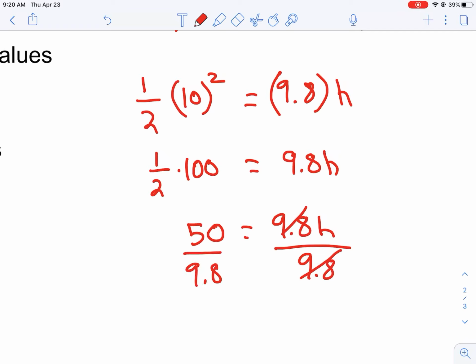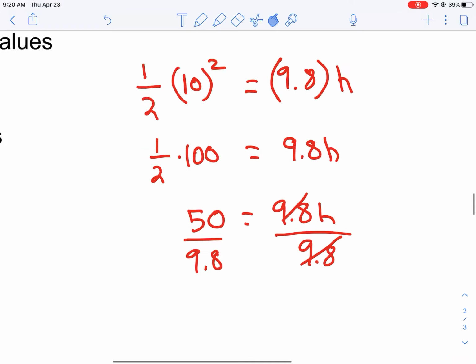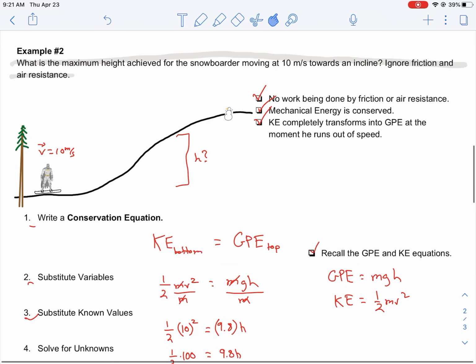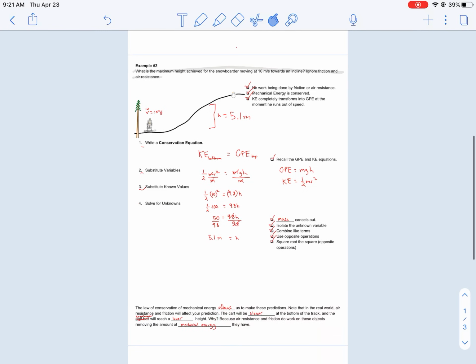Let's isolate this variable. Whatever I do to one side, I do to the other. Boom. 50 divided by 9.8. I wish I could do that in my head. I can't. I got to use a calculator. And I get the height equals around 5.1. And remember our units in physics, we never forget our units, 5.1 meters. Perfect. So we know that the height that he will achieve when he gets to the end is around 5.1 meters, given that energy is conserved.